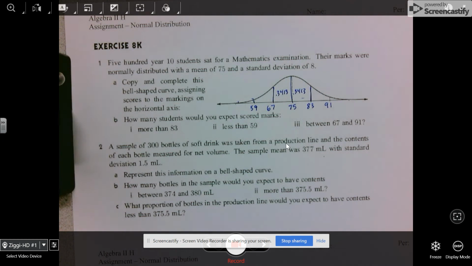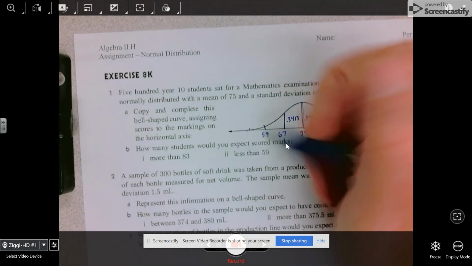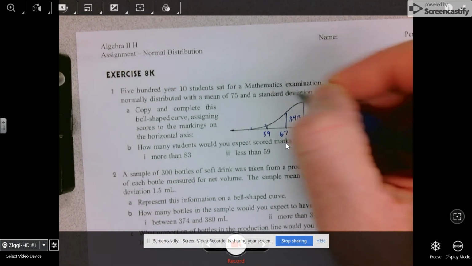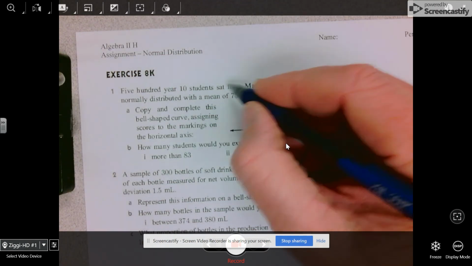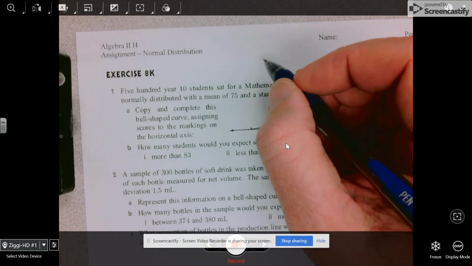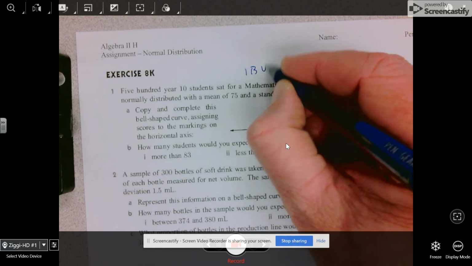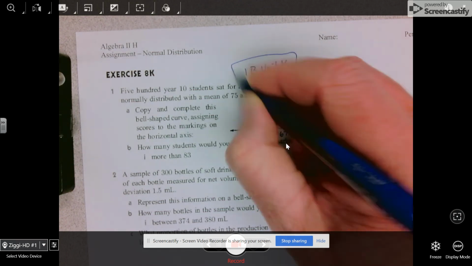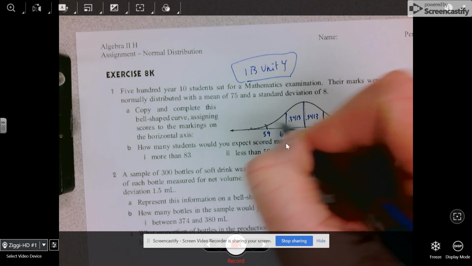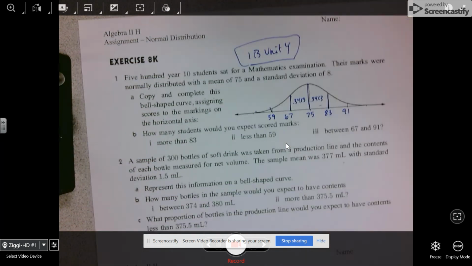If you want to look on my YouTube channel, there's some stuff on normal curves that has a calculator as well. There's stuff on cumulative frequency graph. You just got to look around for it. It's under the IB Unit 4 if you want to find more things. But really, any of these topics, if you type in, there's tons of videos on them if you need extra help.